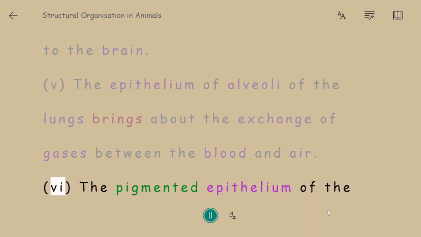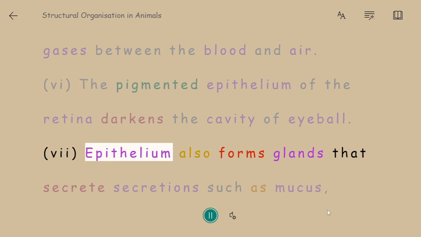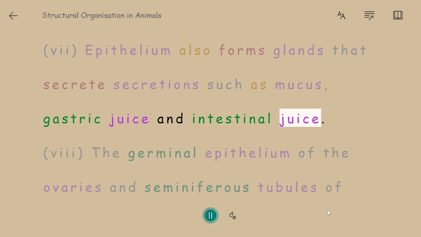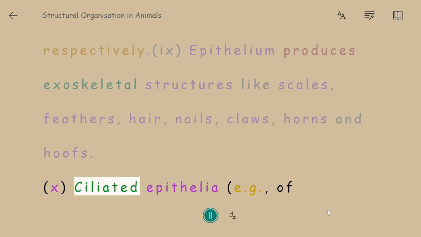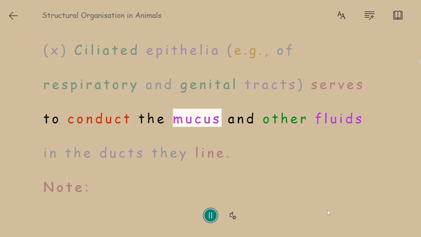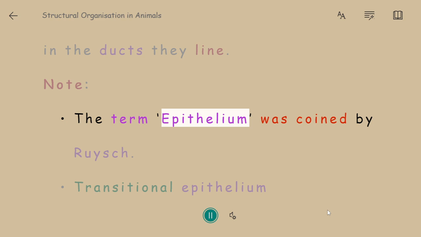6. The pigmented epithelium of the retina darkens the cavity of the eyeball. 7. Epithelium also forms glands that secrete secretions such as mucus, gastric juice, and intestinal juice. 8. The germinal epithelium of the ovaries and seminiferous tubules of the testes produce ova and sperms, respectively. 9. Epithelium produces exoskeletal structures like scales, feathers, hair, nails, claws, horns and hoofs. 10. Ciliated epithelia, example, of respiratory and genital tracts, serve to conduct the mucus and other fluids in the ducts they line. Note. The term epithelium was coined by Ruysch.